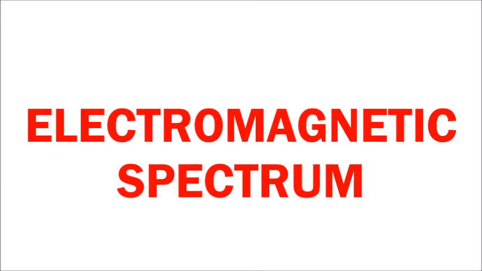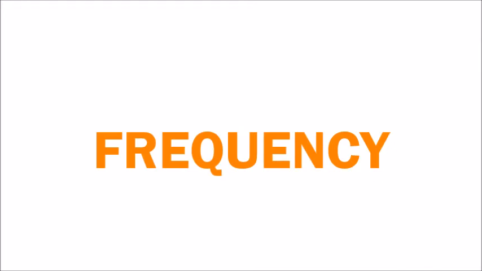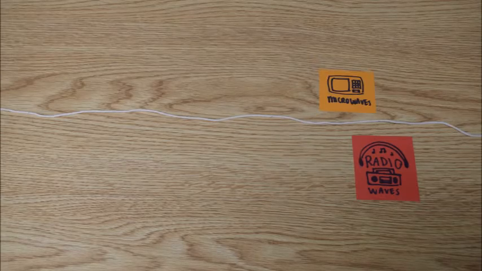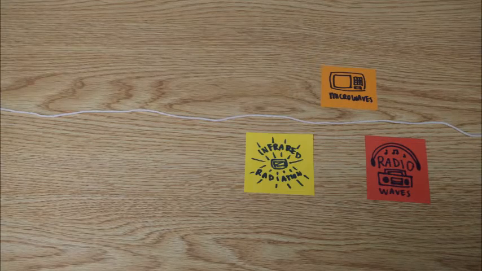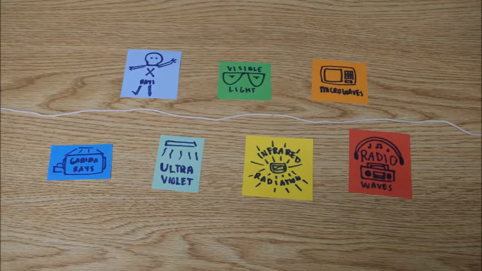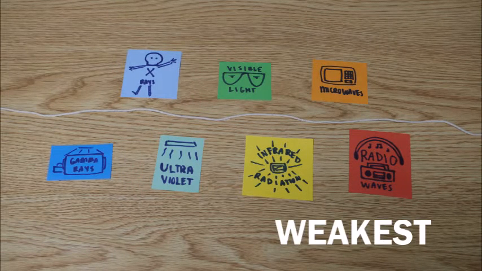Another important thing we should know is the electromagnetic spectrum. By finding out the wavelength or frequency of an electron, we can place it somewhere on this spectrum. There are 7 main components of the electromagnetic spectrum. This involves radio waves, microwaves, infrared radiation, visible light, ultraviolet, X-rays, and gamma rays, radio waves being the weakest, gamma rays being the strongest.